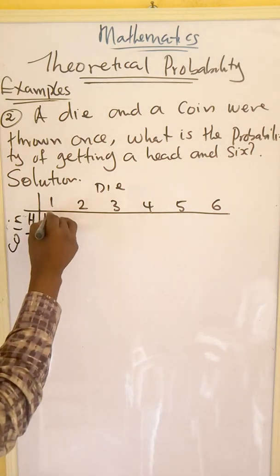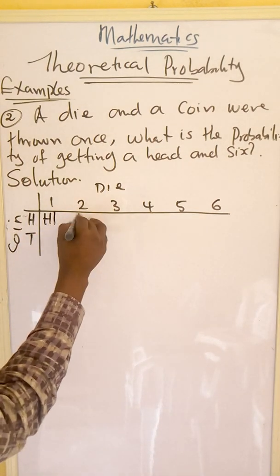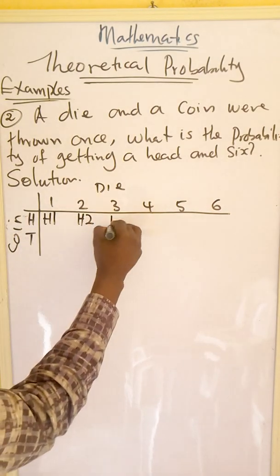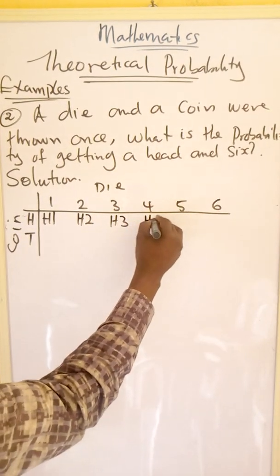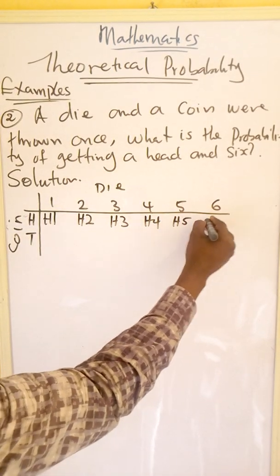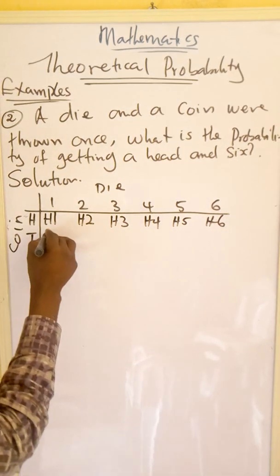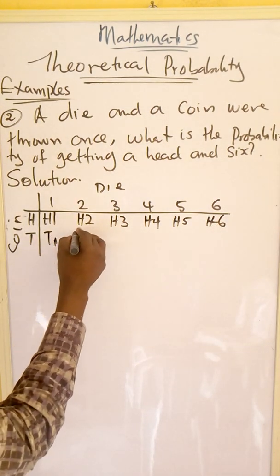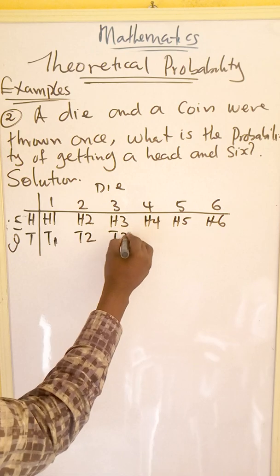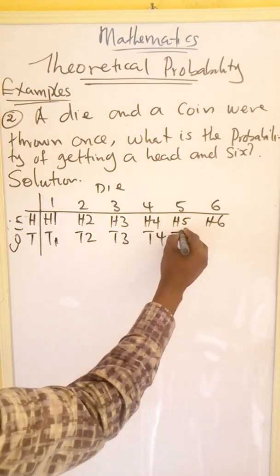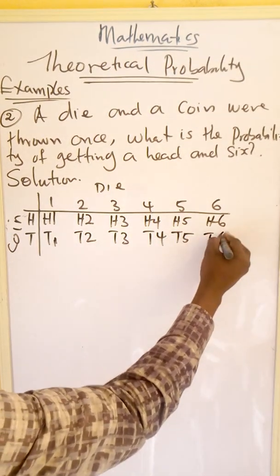So H1, H2, H3, H4, H5, H6. Here is T1, T2, T3, T4, T5, T6.